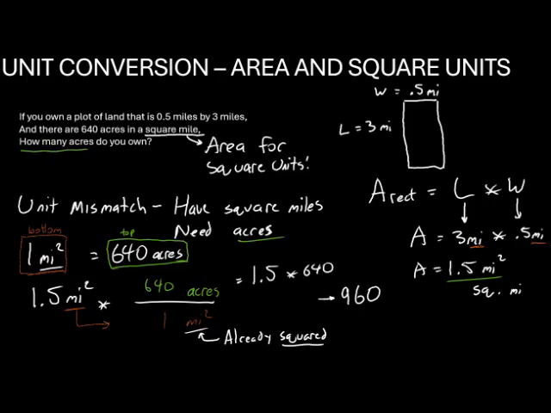Let's check our units one more time. We have miles squared on the top and miles squared on the bottom in this conversion. Therefore, they'll cancel out and we'll be left with acres. These were the units we were asked for in the question. Therefore, it's okay to stop and say that our answer is 960 acres.